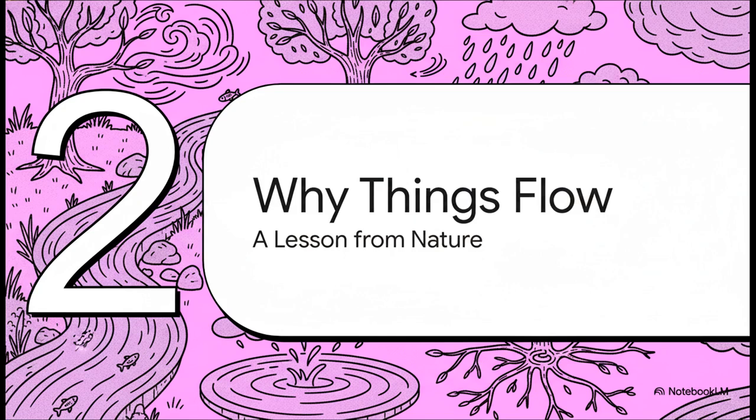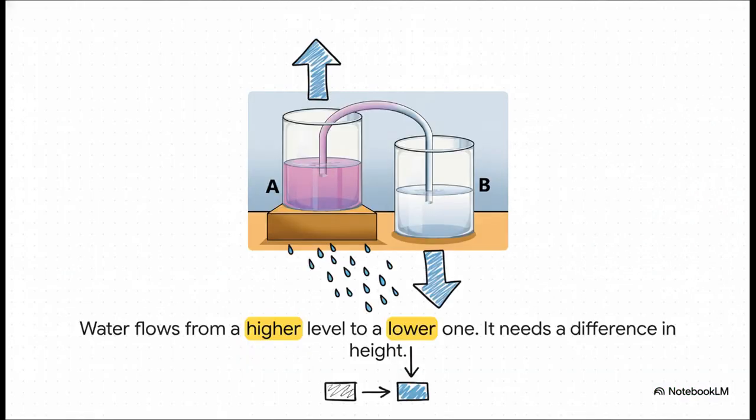You know, to really get a handle on this idea of flow, let's just forget about electronics for a minute and look at the world around us. Because nature has some amazing examples that make this whole concept click. Think about water, right? Water only flows when there's a difference in height. It always moves from a higher place to a lower place. If the ground is totally flat, what happens? Exactly, nothing. No height difference, no flow.